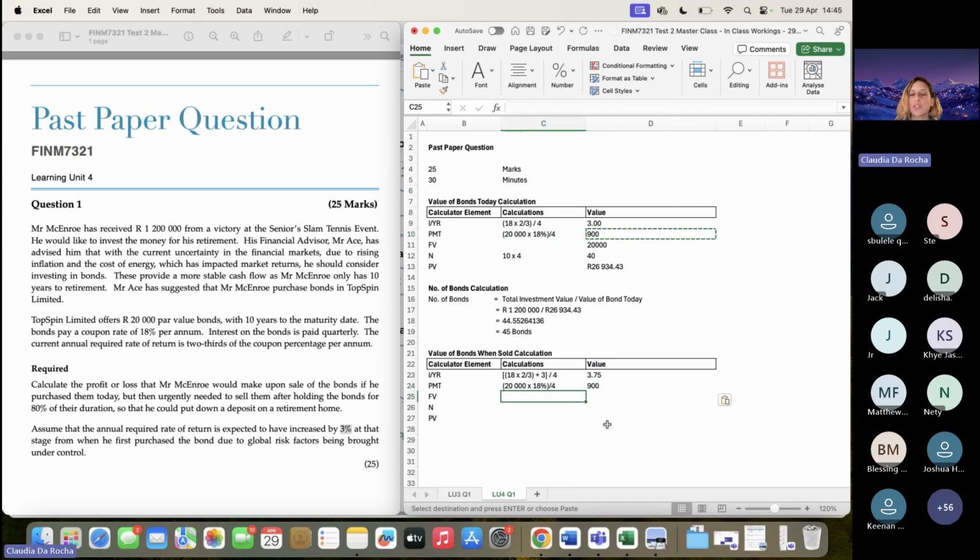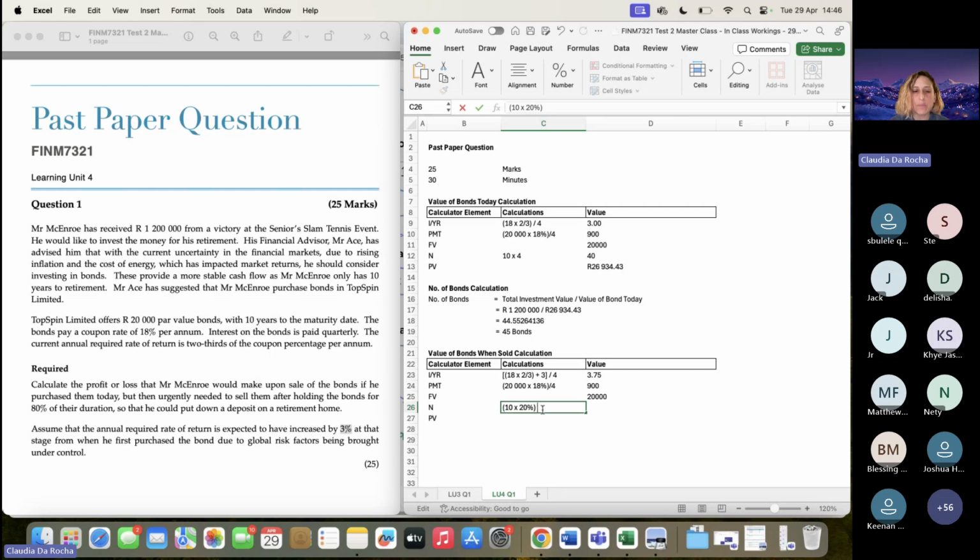My future value is still the 20,000. That hasn't changed. But now my N has changed, because now we're saying we're going to sell it once 80% of the time has gone past. And with bonds, we always calculate using the years to maturity. So if 80% of the time has gone, we need to calculate the bond for 20% left. So we're going to say 10 times 20%, or 0.2.